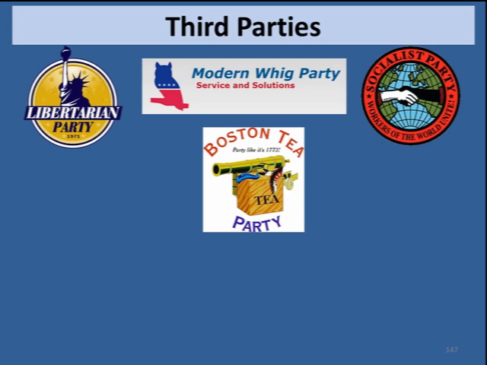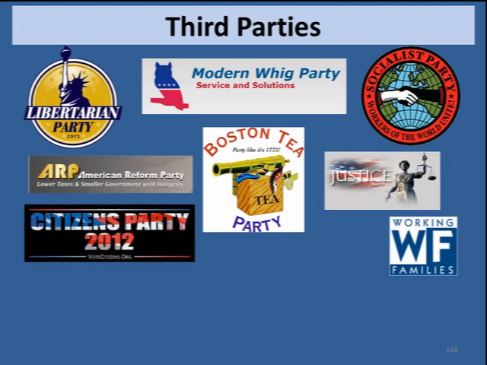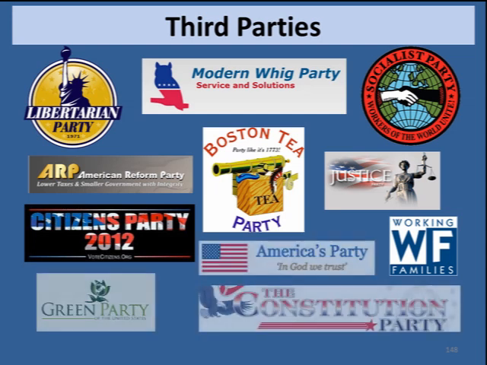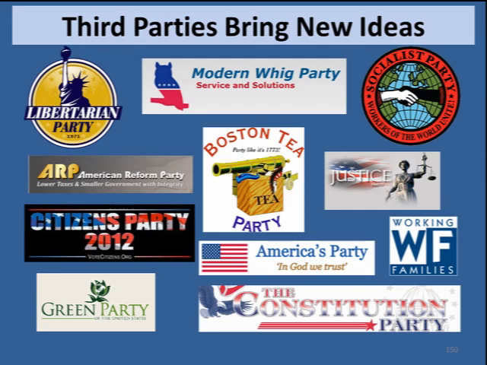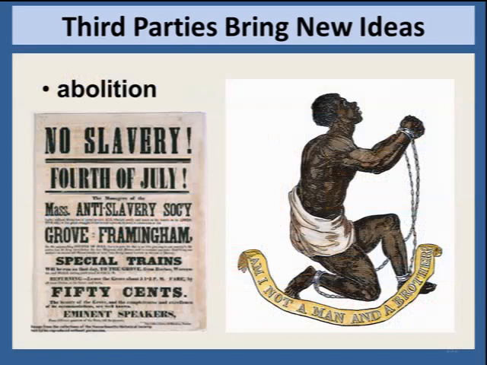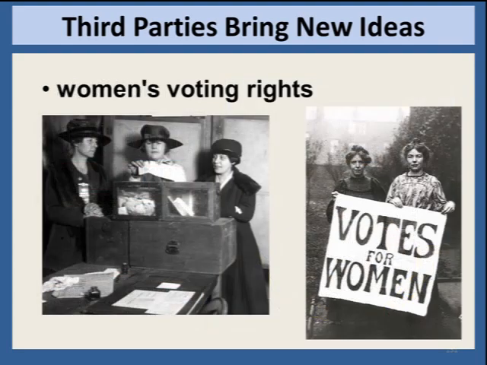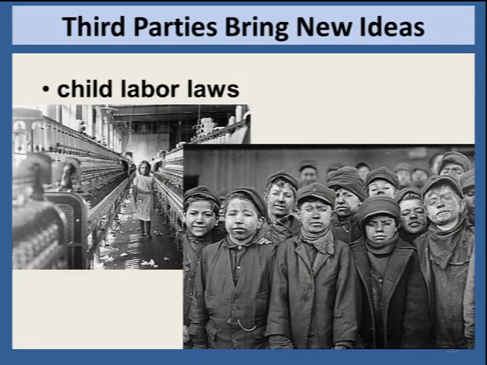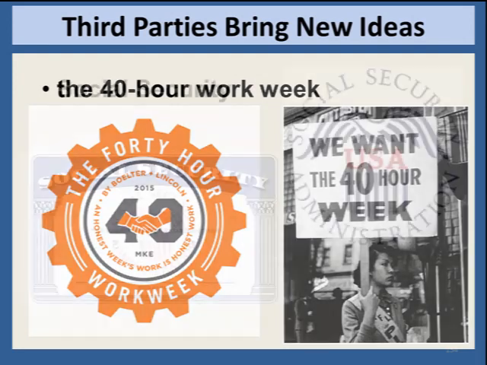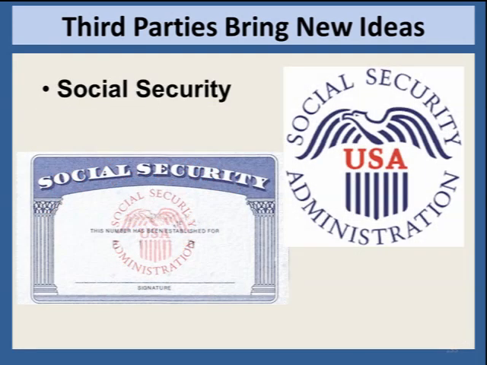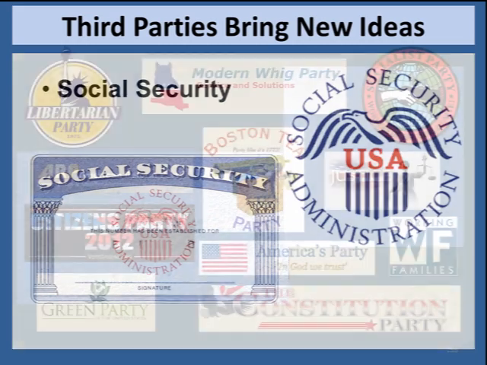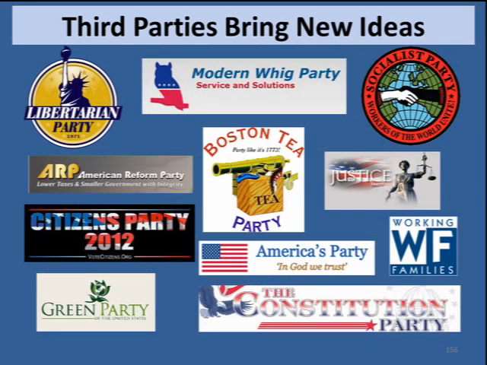However, there have always been third parties as well. While less influential in national elections, third parties often have more influence in local government. Third parties are important to the political system because they often bring new ideas and policies into national politics. Abolition, women's voting rights, child labor laws, the 40-hour work week, and Social Security were all ideas originally promoted by third parties. In 2020, there were 52 third parties in the United States.